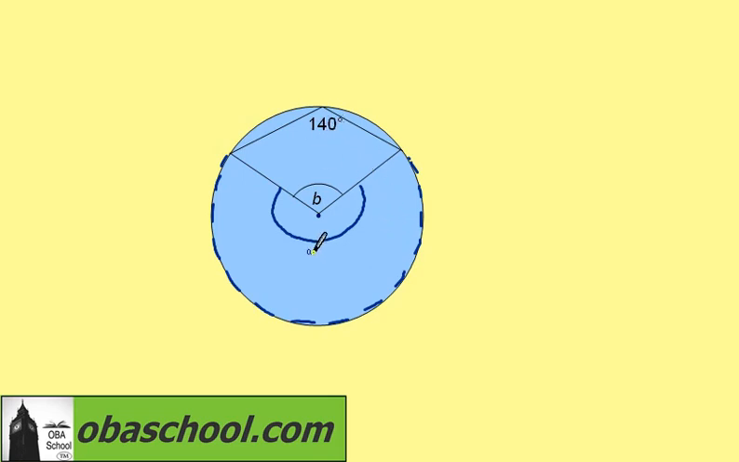We know this is 140, it follows that this would be 280. We know the angle all the way around a circle is 360, so B will be 360 take away 280, which is 80 degrees.